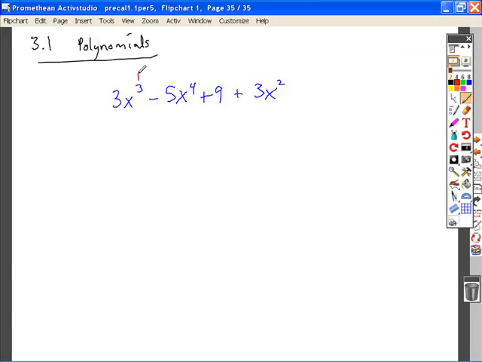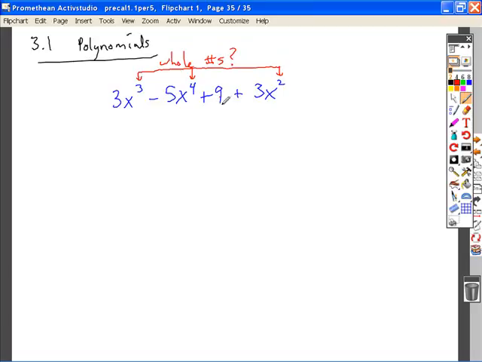And so we look to see, here's all the powers of the variable terms. Are these whole numbers? If they are whole numbers, then you have a polynomial. If they're not all whole numbers, then you don't have a polynomial. You just have an expression.